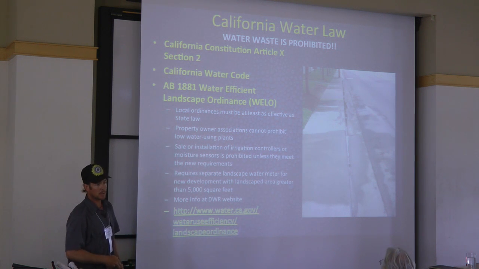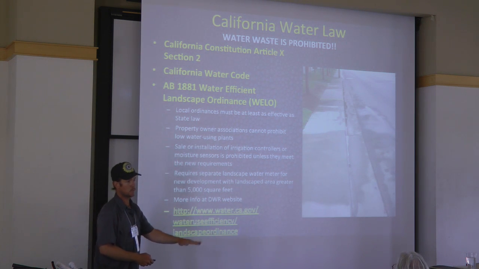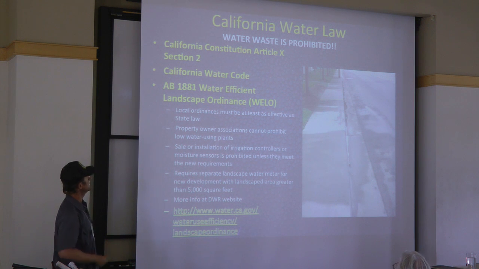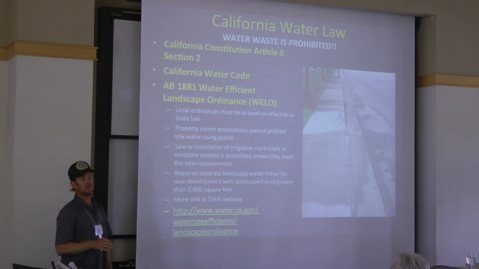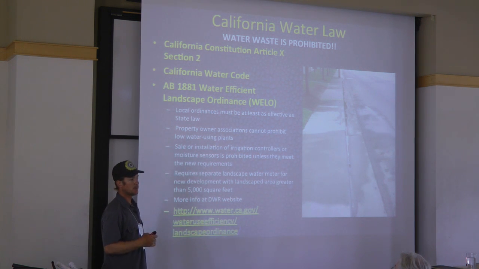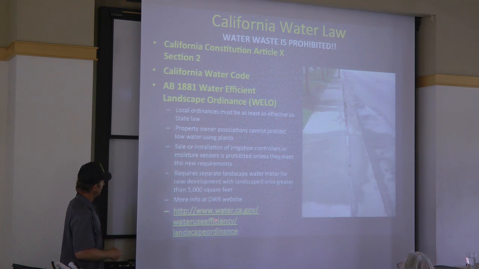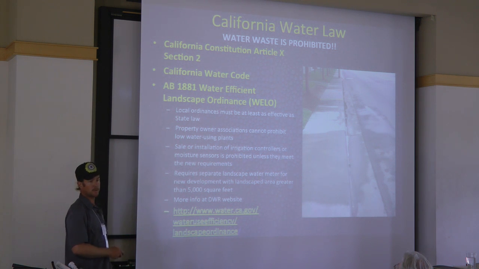It's also in the California Water Code. No water waste. That's what I'm referring to. You don't waste water. You don't send water to waste. And most specifically, it's addressed in Assembly Bill 1881. Most folks who are familiar with this recognize it as the Water Efficient Landscape Ordinance. Sometimes you'll hear it called WELO. And you can actually read the entire language of the law on the Department of Water Resources website.